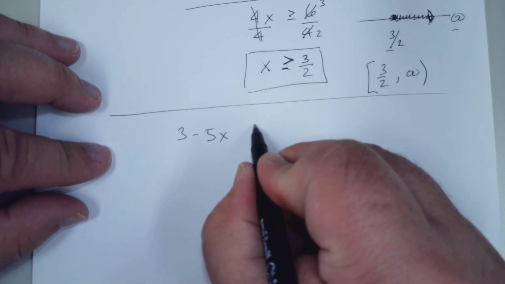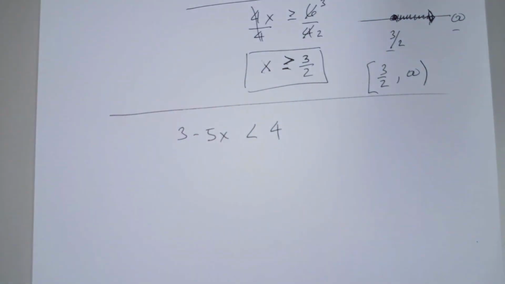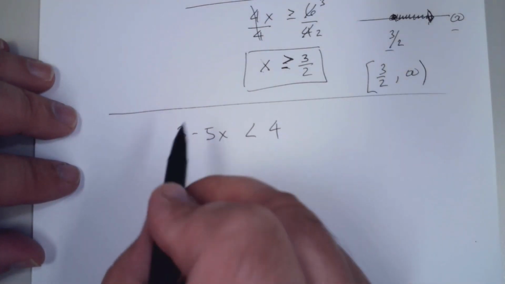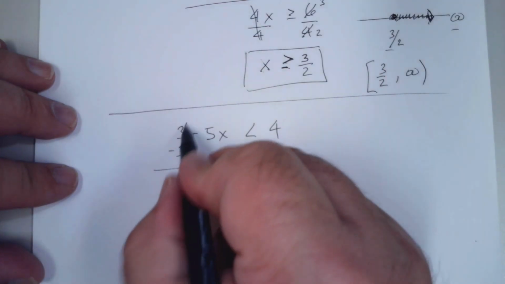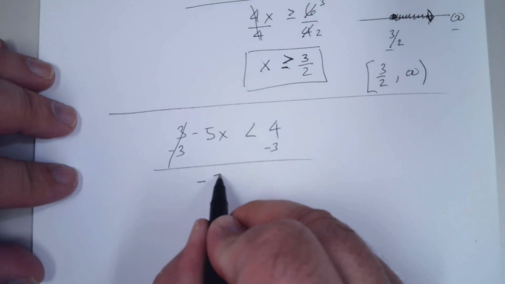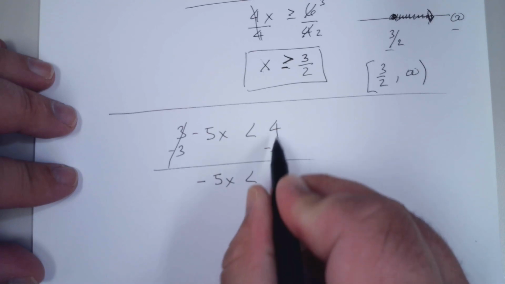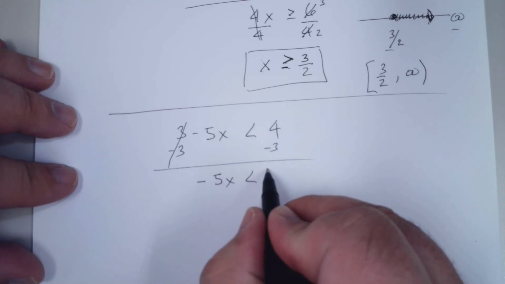Three minus 5x is less than 4. Again, treat it as though you're solving for x. So subtract 3, get rid of the solid numbers first. We're trying to get x by itself. So we have negative 5x is less than 4 minus 3, which is 1.